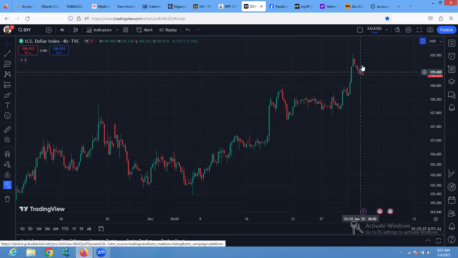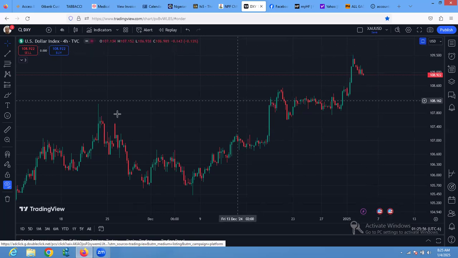So I would rather want this to give me a consolidation, then one arm to drop to the downside, pick a buy from there. If we are buying a DXY, pick a buy from there, and that will be the third arm. Then we can now begin to see what unfolds from here. That's my thought on the DXY.